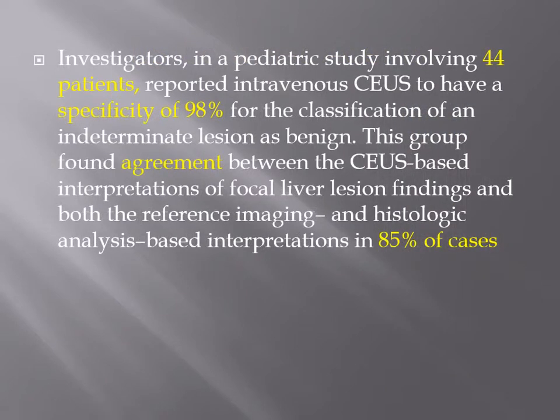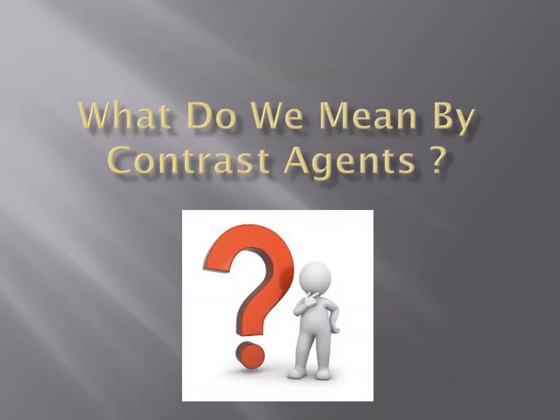Investigators in a pediatric study involving 44 patients reported that intravenous contrast-enhanced ultrasound showed a specificity of about 89% for classification of these indeterminate lesions. Also in this group, it showed agreement between the interpretation of the images and the histology. They showed agreement of 85%, which is quite significant.